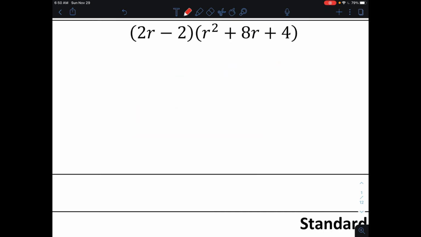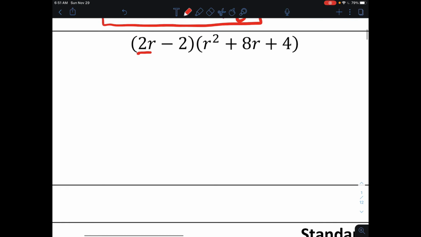Okay, next one. We have a binomial, so 2 terms, times a trinomial, 3 terms. Now the process here is no different than what we just did, we just have a few more terms to work with. We're still multiplying because there's no operation symbol in between the two parentheses here, and so back-to-back parentheses means multiply. You're going to start with the first term, and I'm going to multiply it to every single term in that next parenthesis.